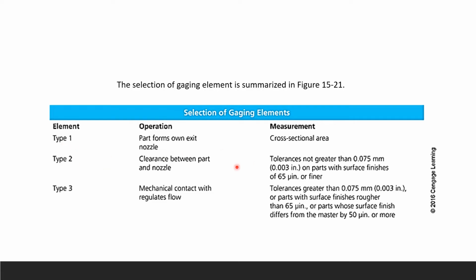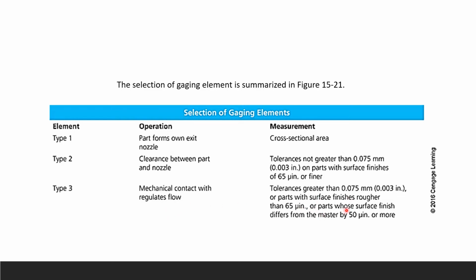Type 2, high amplification, tolerance not greater than 0.075 mm, so that's 0.003 inches in the British system, on parts with surface finishes of about 65 microinches or finer. Too much information here. All you have to know is we can go high amplification with type 2. So go for it. When you look at the operation, it's just a clearance, again, between the part and the nozzle of your instrument.